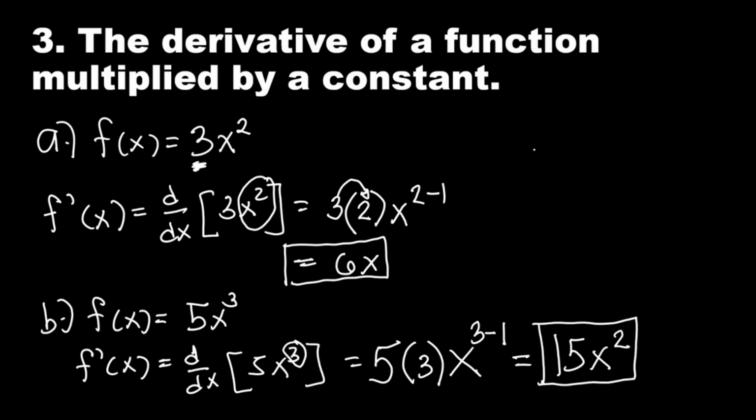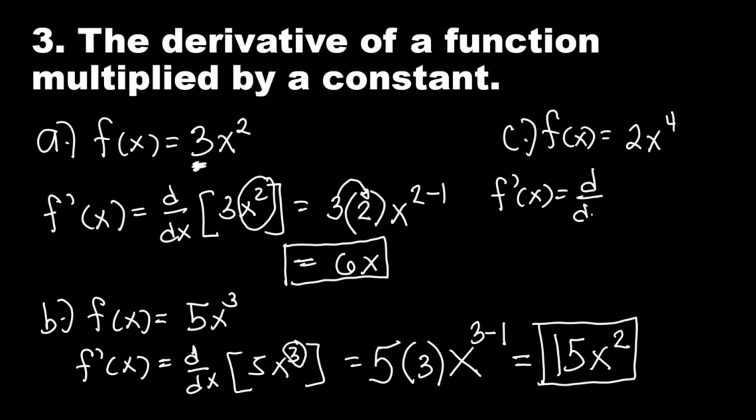So, another example, letter C. Let's say we have f of x is equals to 2x raised to the 4th power. So, therefore, we have f prime of x is equals to d over dx of 2x raised to the 4th, which means 2 times 4, x 4 minus 1, 8x cubed will be the final answer.